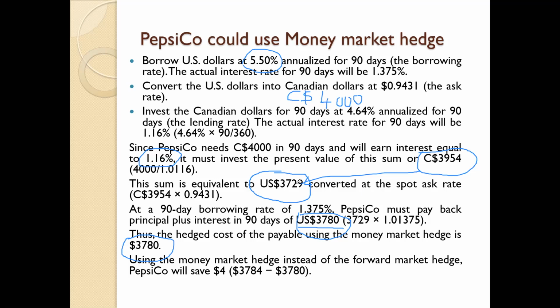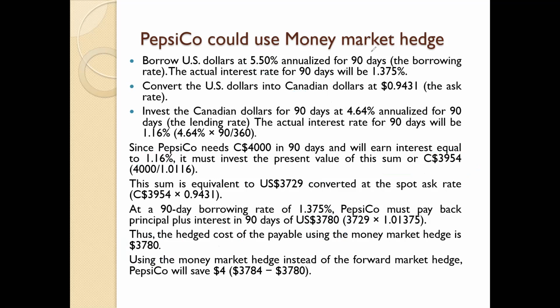3,729. Right? After he gets this loan, at the end of the 3 months time period, he needs to set off that loan. Then what is the total amount that he is going to set off his loan? The 3,729 plus its interest payment. Then altogether he has to pay US dollar 3,780. So that is what we call hedging cost.